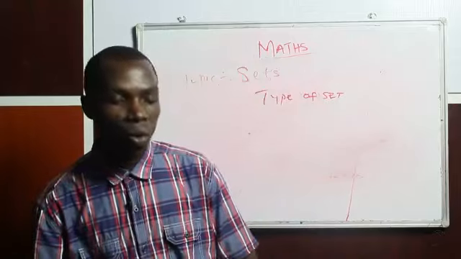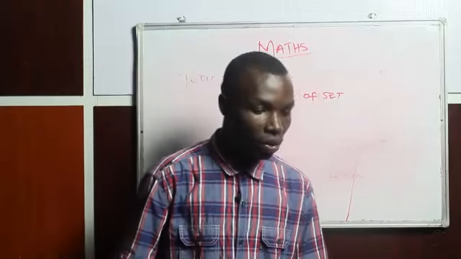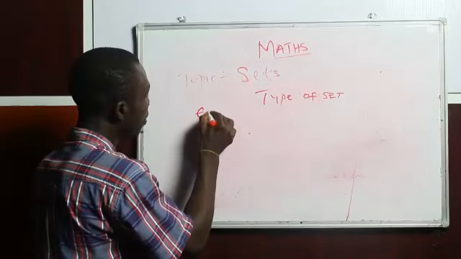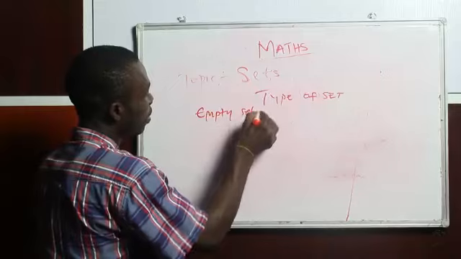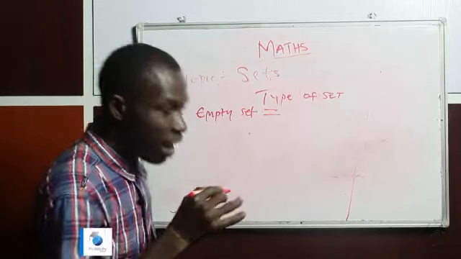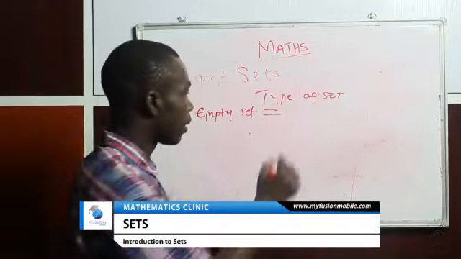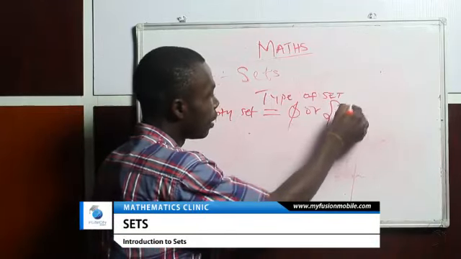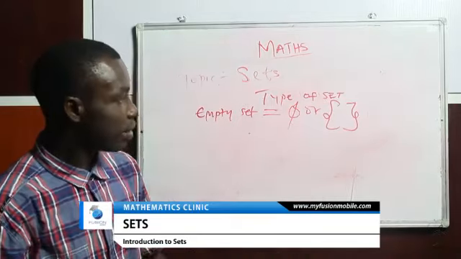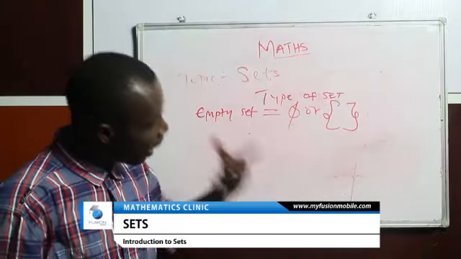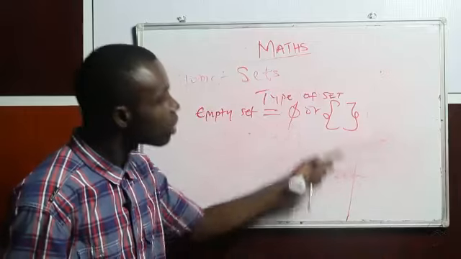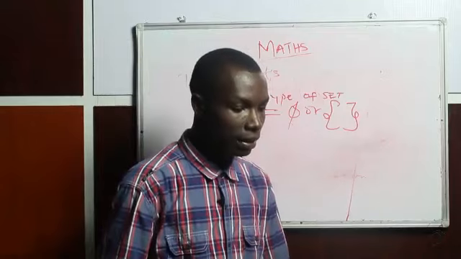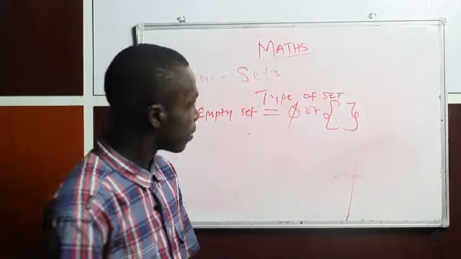Empty set is also called null set. So this is a set without any element. An empty set has a symbol, like I showed you earlier on, like this, or you have a symbol like this, which is an empty set. It implies a set without an element in it. A set without an element. That's empty set.